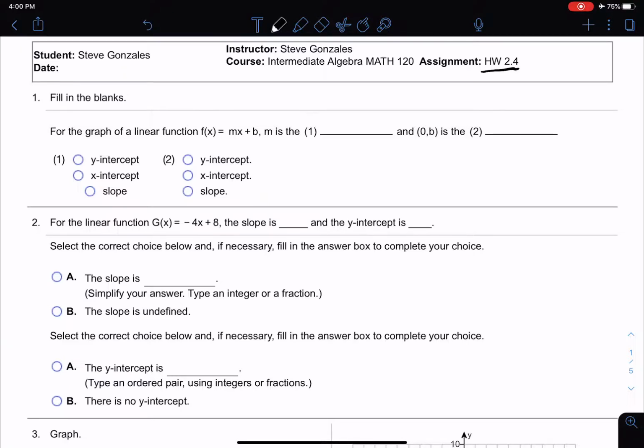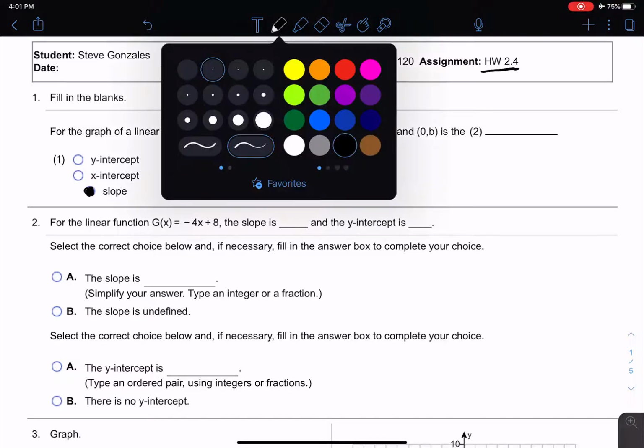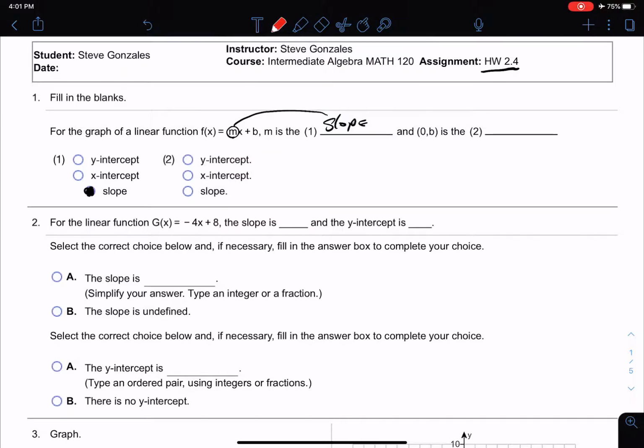So we're doing more work with functions, and this first question is just making sure you remember slope-intercept form. It says, for the graph of the linear function f of x equals mx plus b, m is the slope. So we're going to fill in slope here. M is the slope. And it says, and 0 comma b is the y-intercept.